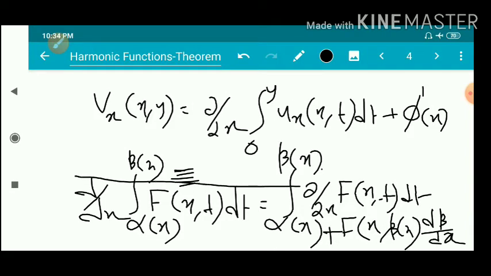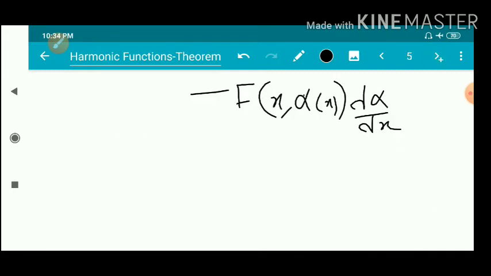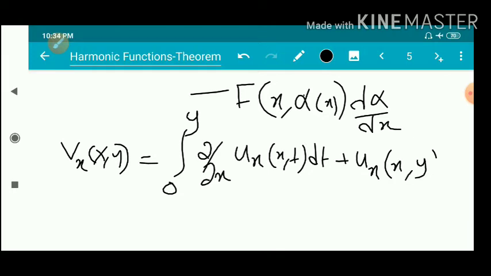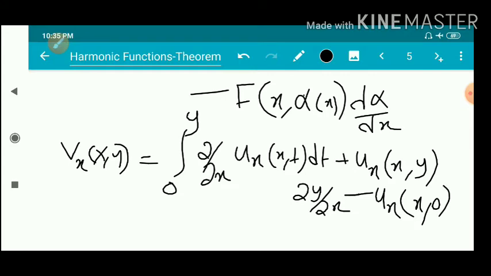So by applying this rule on the right side, the left side is Vx of (x, y), and on the right side, first we take the differentiation into the integral sign: the integral of dou by dou x of Ux of (x, t) dt, plus Ux of x with t replaced by the upper limit y, into dou y by dou x, plus minus the variable t replaced by the lower limit, Ux of (x, 0) into d0 by dx, or dou 0 by dou x.